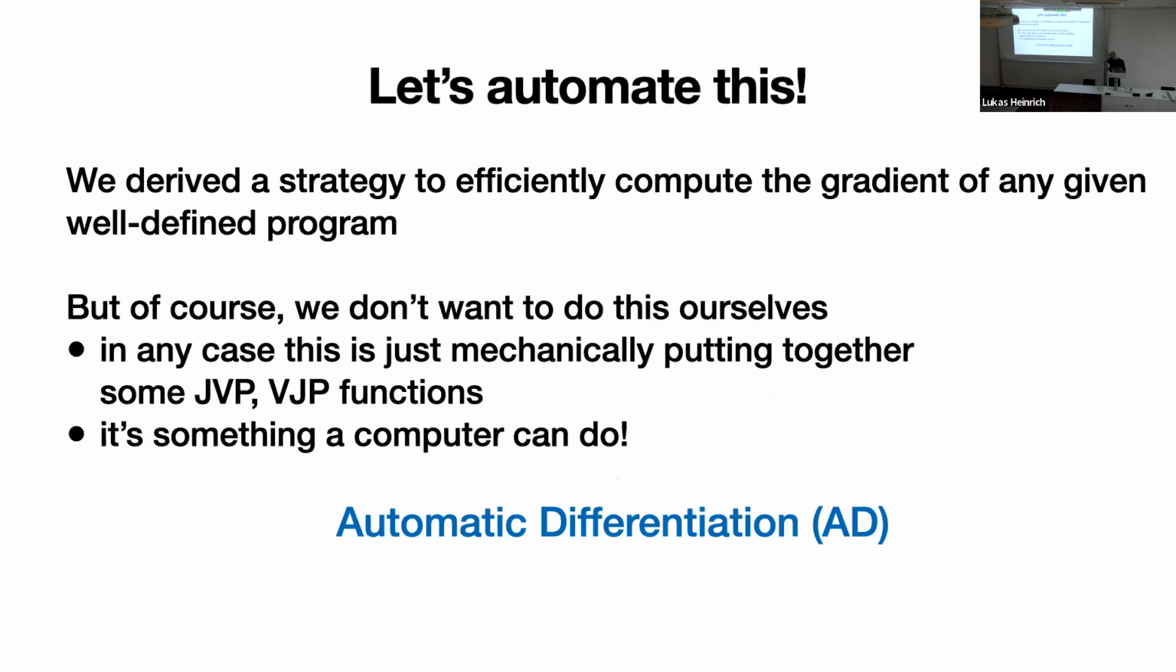Okay, so we talked a lot about how to do this, but the question is still who is doing this for you. We have this strategy, but we don't want to do this ourselves. There's no need, because in any case, this is more or less just mechanically putting together all of these different pieces. We know how to traverse the graph and what the type of computation is, and there's some simple rule to do it. It's definitely something a computer can do for us, and this is what leads you to the field of automatic differentiation.